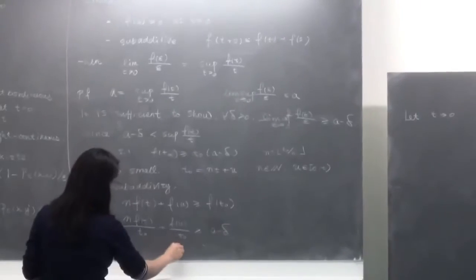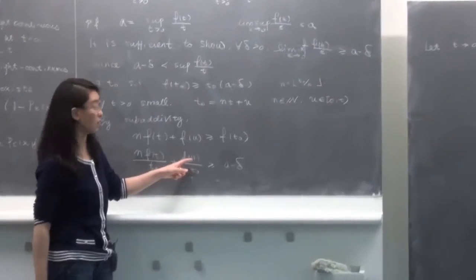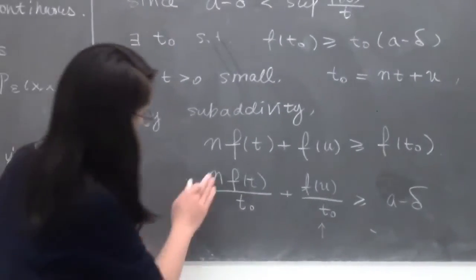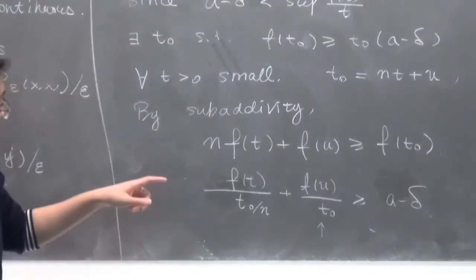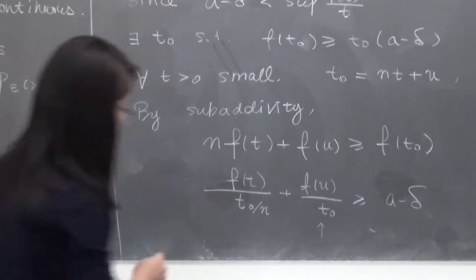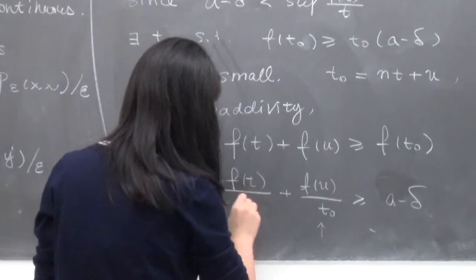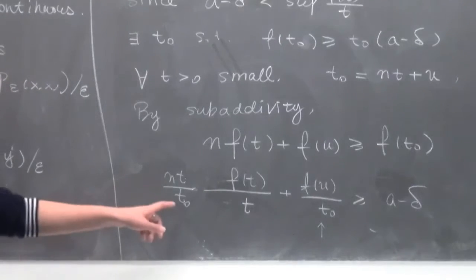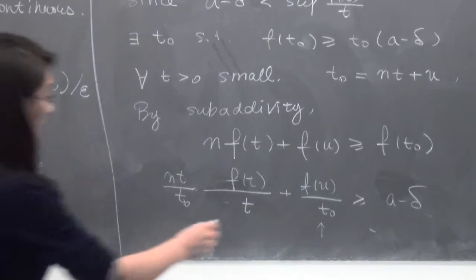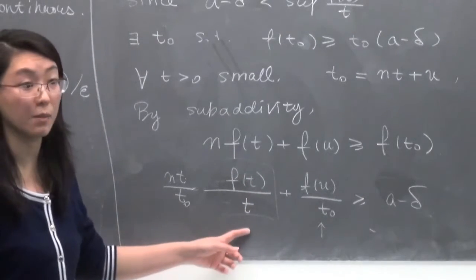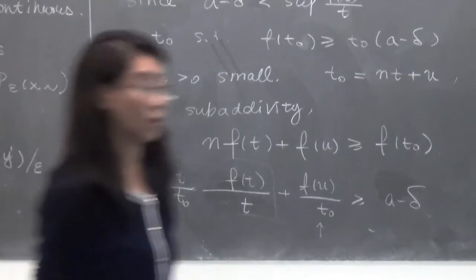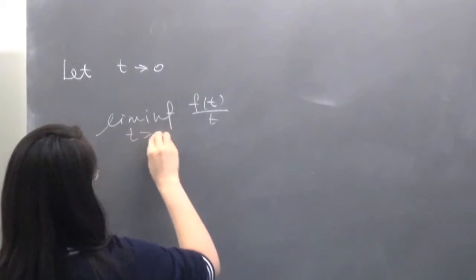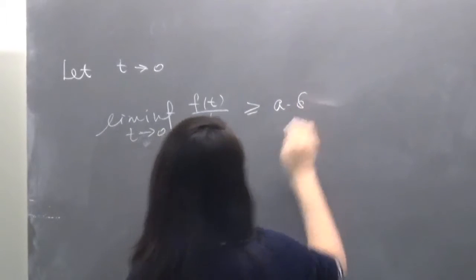Here, for this part, as t goes to 0, of course u goes to 0. And we already assume that as epsilon goes to 0, f goes to 0. So this term goes to 0. And for this term, if we assume t goes to 0, okay, so I just rewrite n over t0 in this form. So as t goes to 0, we can show this one is greater than the limit inf, and this one converges to 1. So as t goes to 0, what we have is the limit inf is greater than a minus delta.